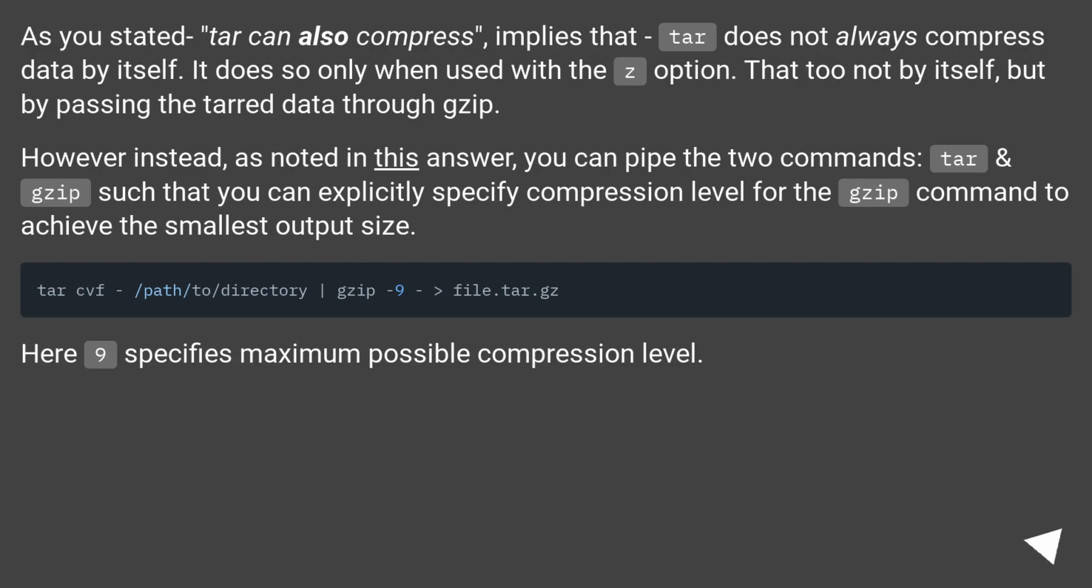As you stated, tar can also compress, which implies that tar does not always compress data by itself. It does so only when used with the Z option. That too not by itself, but by passing the tar data through gzip.